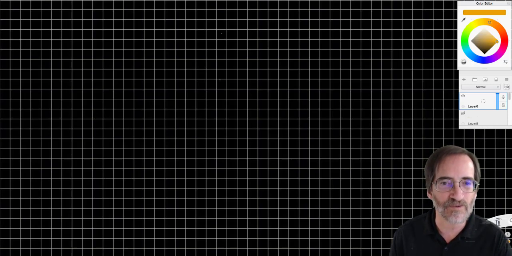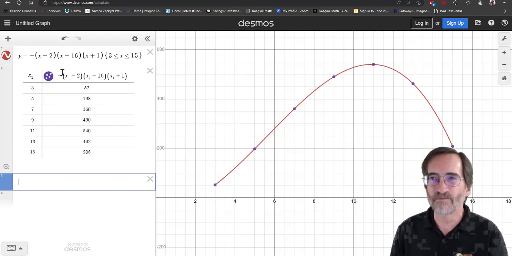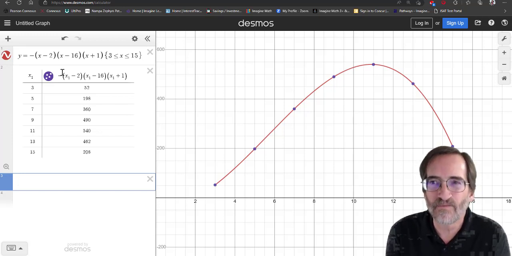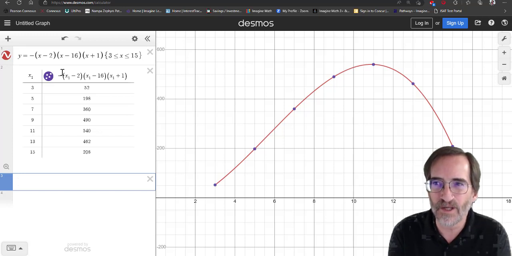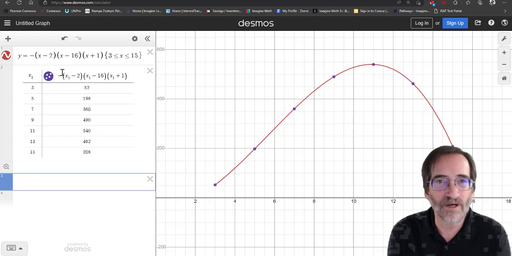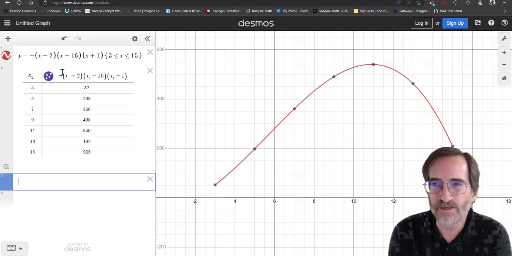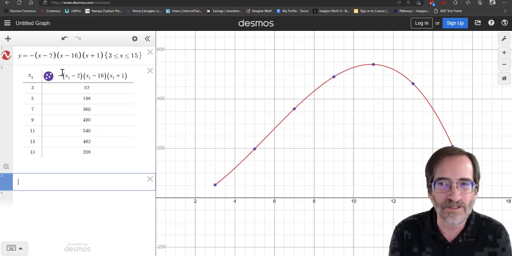I'm going to bring up Desmos. I've set up a problem. I've got the polynomial function y equals negative quantity x minus 2, quantity x minus 16, quantity x plus 1. Between the boundaries of 3 and 15, I'm going to find the area under the curve between those points. I've got a table of values at the points 3, 5, 7, 9, 11, 13, and 15.